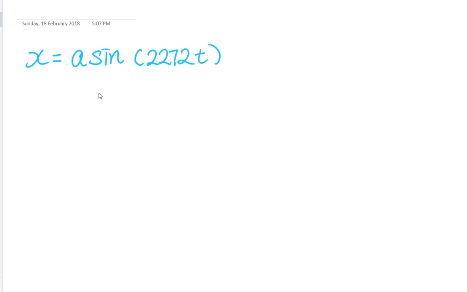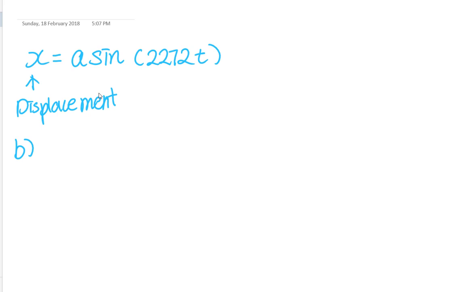So we are given an equation x. Now this is the displacement, right? X is the displacement of the air particle that the note C makes. Remember that's the sound.